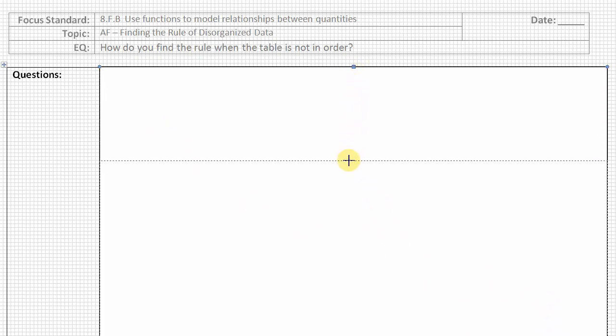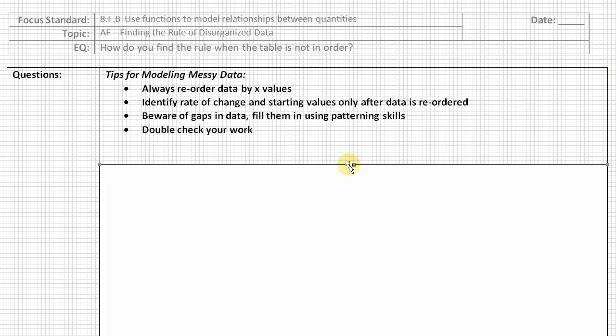So today we're going to take a look at some ways of dealing with messy data when we're being asked to find the rule or other information about them. So here are my 4 tips. Always be sure to reorder the data by the x values. Secondly, identify the rate of change and the starting values only after the data is reordered.